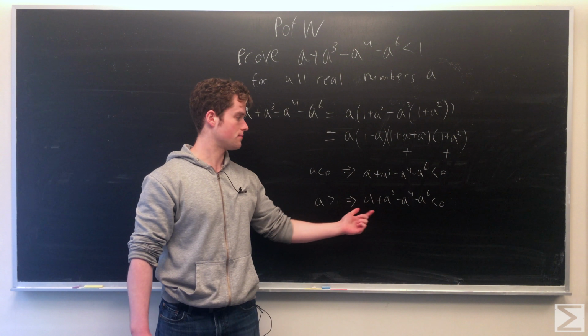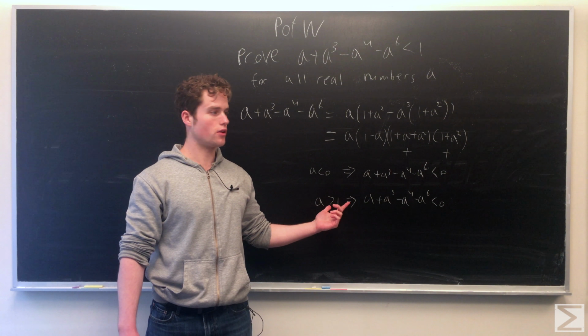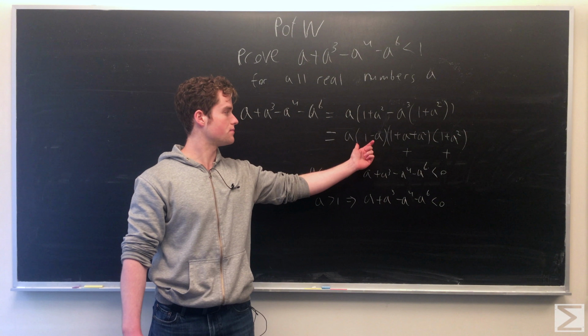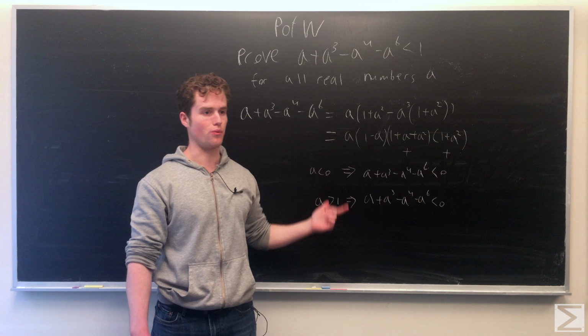So now we just want to look at the case where a is greater than 0 and less than 1, in which case these are both positive, this whole thing is positive, and we want to prove that it stays below 1.